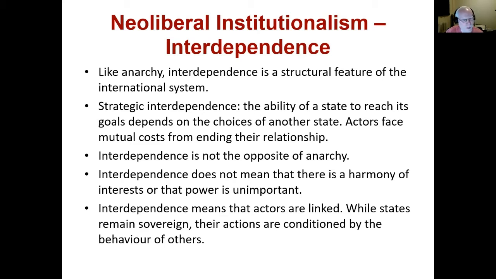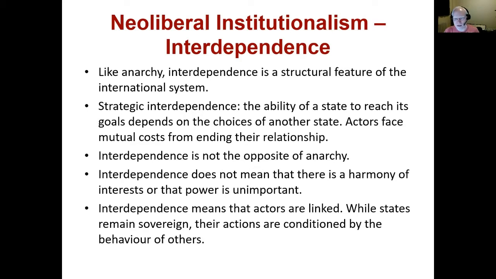Strategic interdependence means the ability of a state to reach its goals depends on the choice of another state. Actors face mutual costs from ending the relationship, right? So if you want to get something, your ability to get it depends on what others do. That means you need to hope, either because it's in their own interest or because of some form of negotiation, that the other state will do what you want. And if you end your relationship with the other state, not only will the other state face costs from you ending the relationship, but you'll also face costs yourself.